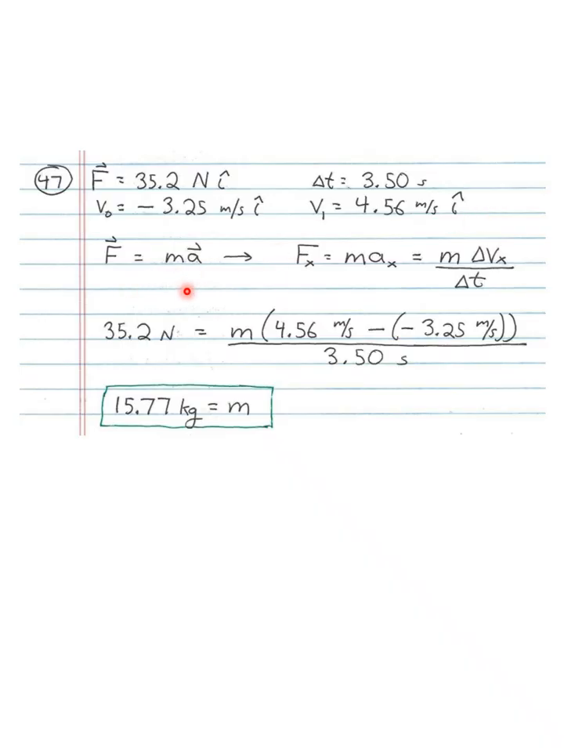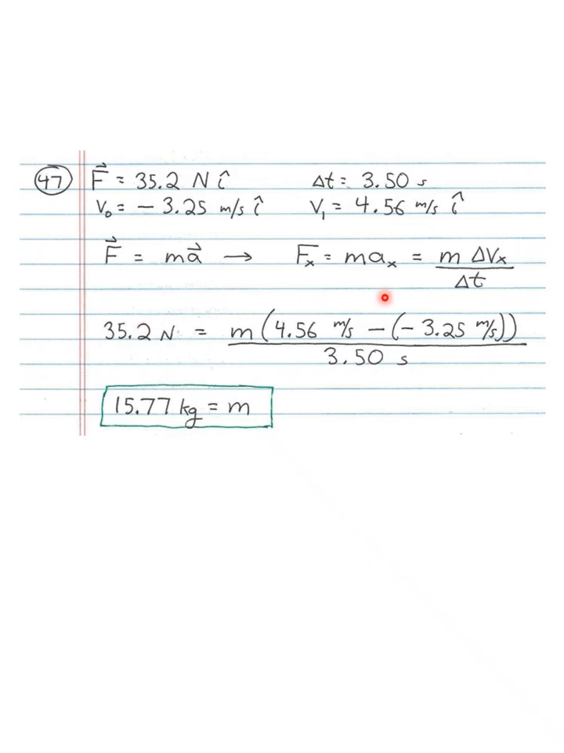So force equals mass times acceleration. Now we're not directly given acceleration, but we are given velocity, the change in velocity and the time increment. So I'm going to replace acceleration in the x direction with change in velocity over time. And now I'll plug in. We could be solving directly for mass, but here I've chosen to plug in all the numbers. 35.2 newtons for force is the mass times final minus initial.